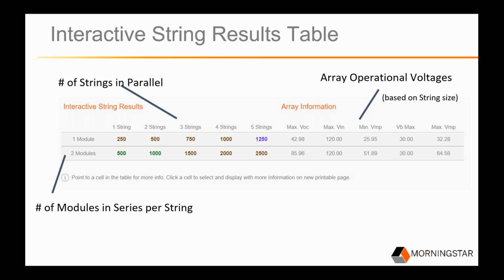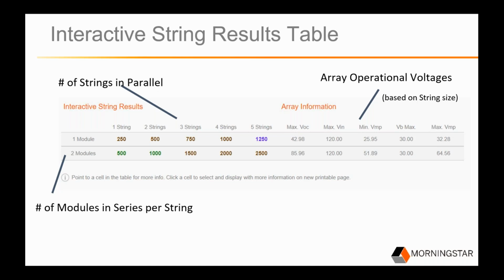Below the module and controller data is the results table, which provides the sizing options. The number of modules in series for each string is displayed on the left. Each row has a different string size. The number of strings in parallel are displayed from left to right in the columns. You see the array operational voltages are calculated on the right. Each cell of the table indicates the total power of the array for that particular string size.